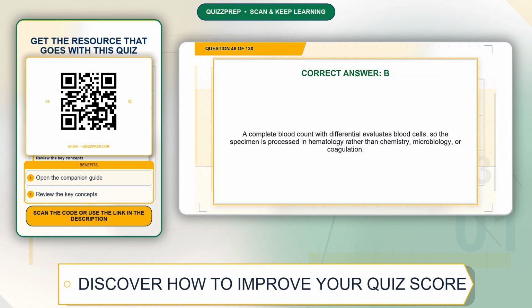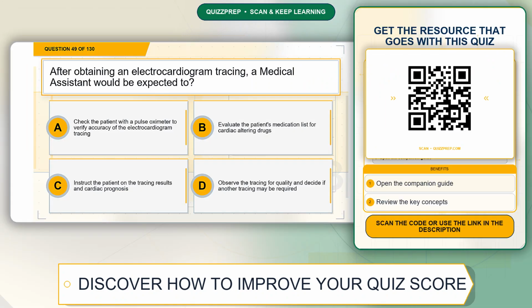Explanation. A complete blood count with differential evaluates blood cells, so the specimen is processed in hematology rather than chemistry, microbiology, or coagulation.